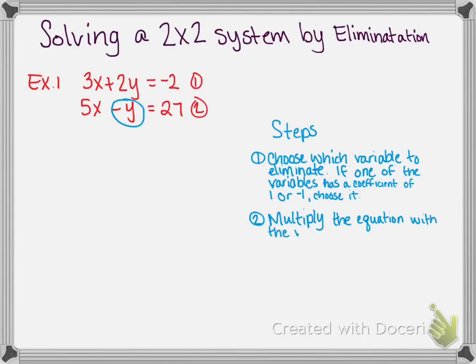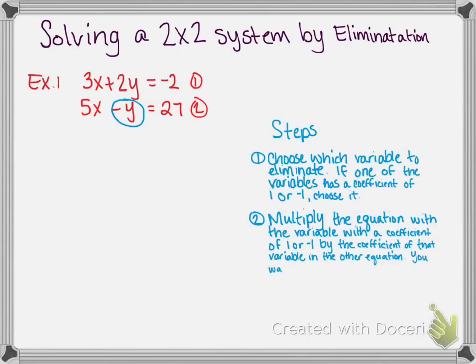So then multiply the equation with the variable with a coefficient of 1 or negative 1 by the coefficient of that variable in the other equation. If it were a positive y, we would have multiplied it by negative 2. Here we're going to multiply it by positive 2. You want the variable to have opposite signs.